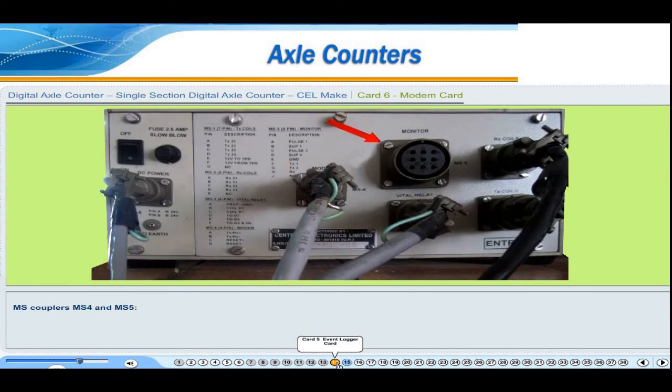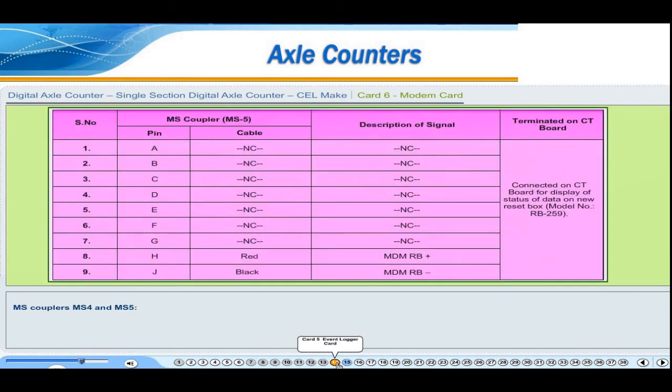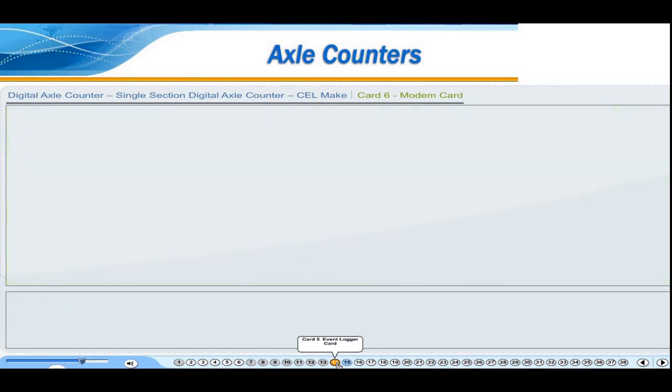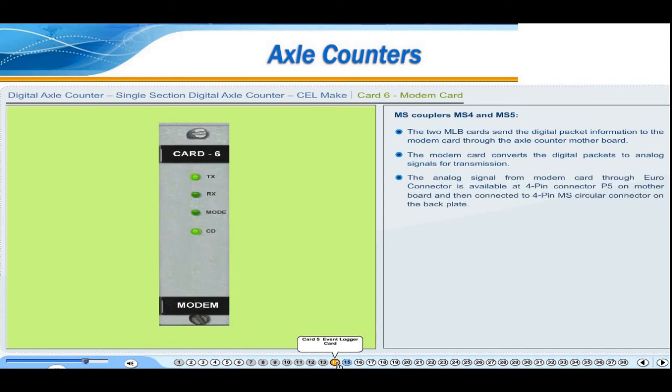MS couplers MS4 and MS5. The two MLB cards send the digital packet information to the modem card through the Axle counter motherboard. The modem card converts the digital packets to analog signals for transmission. The analog signal from the modem card through the Euro connector is available at 4-pin connector P5 on the motherboard and then connected to a 4-pin MS circular connector on the back plate.